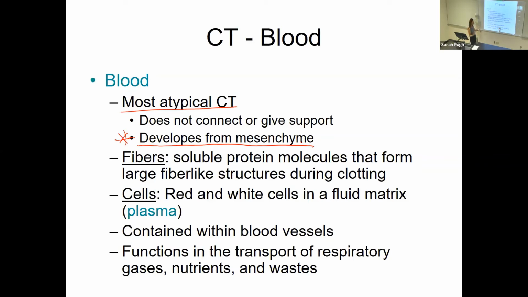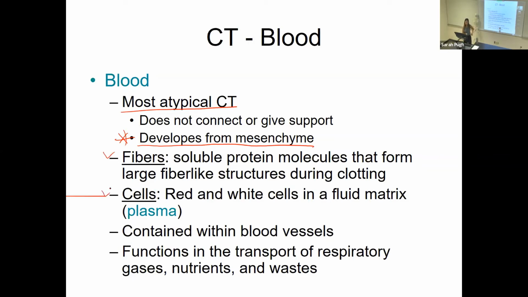Meaning, as we've gone through our connective tissues, I tell you what kind of fiber, what kind of cell, right? In terms of fibers, blood has fibers in it, but you don't see them unless your blood is clotting. So these are soluble proteins that you never even see. And the only time you see them is when you start going through the reaction of blood clotting.